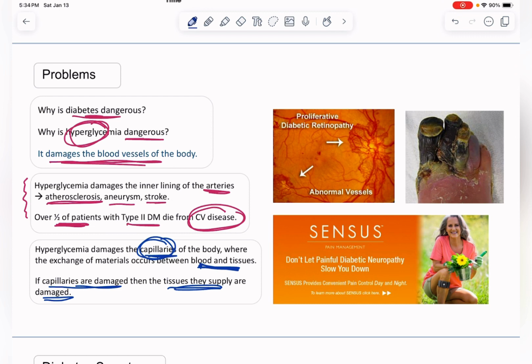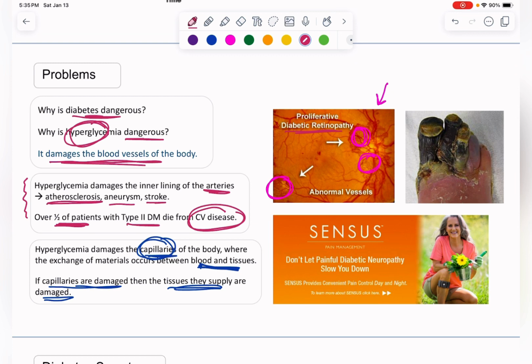So for instance, what if you damage the retina? Here's the retina, which contains the photoreceptors in the back of the eye, and you can see all the blood vessels here. What happens if the capillaries that supply the retina are damaged? You can see abnormal blood vessels here and here that are damaged by this hyperglycemia. That's going to damage the retina and cause what's called diabetic retinopathy. In fact, type 2 diabetes, because of this damage to the retina, is one of the leading causes of non-traumatic blindness.